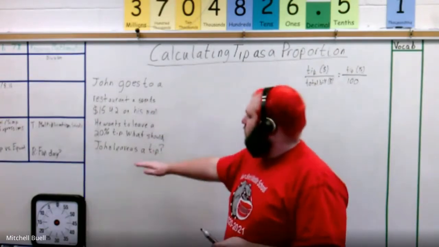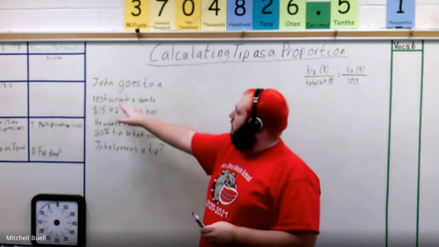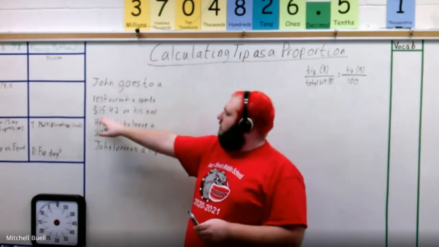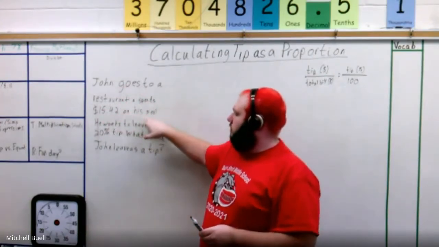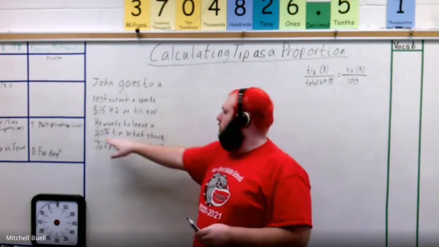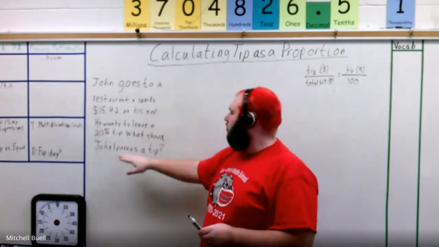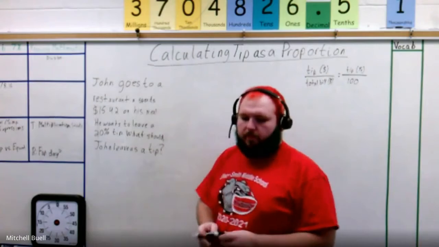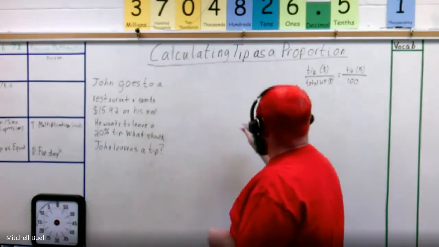So let's take a look at our question here. John goes to a restaurant and spends $15.42 on his meal. He wants to leave a 20% tip. What should John leave as a tip? So I'm going to go ahead and set up my proportion.